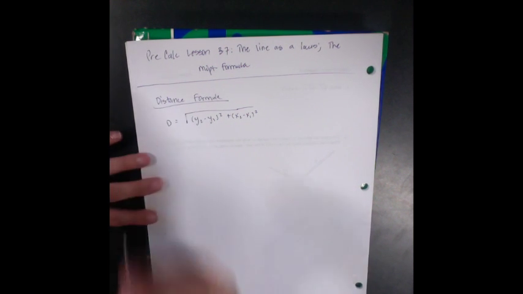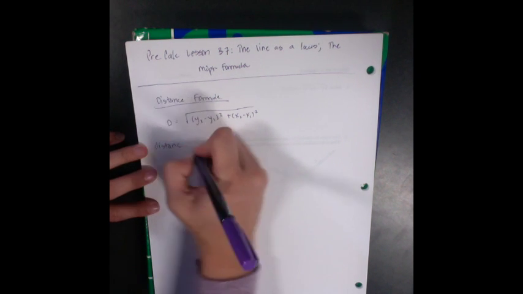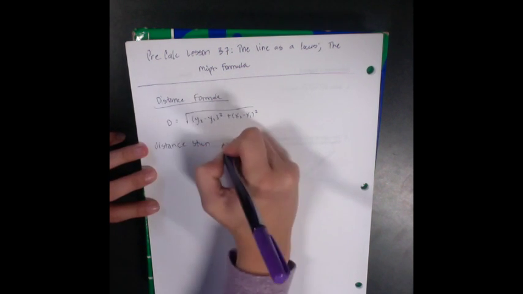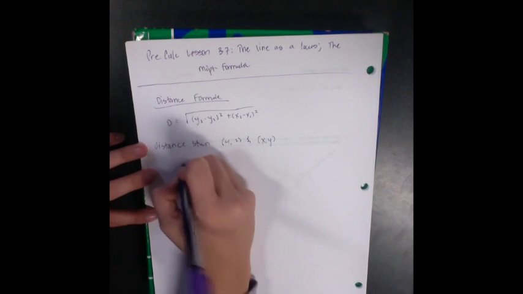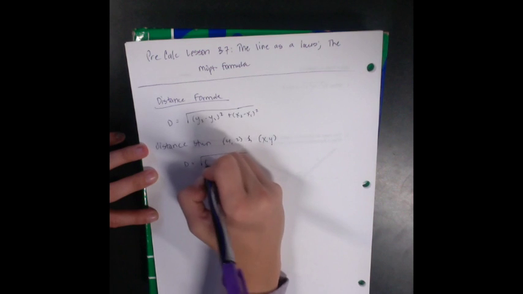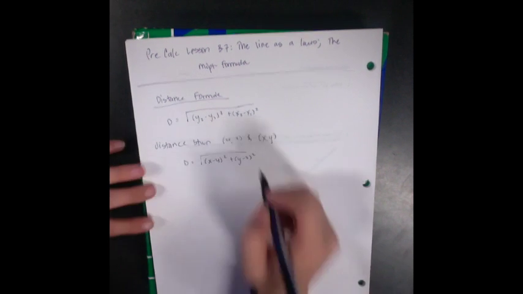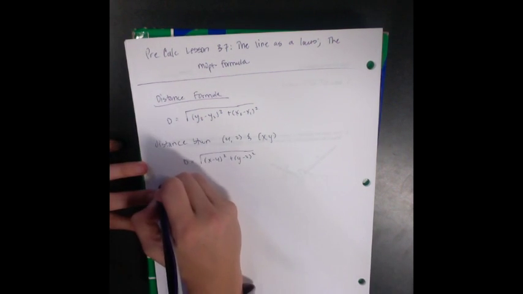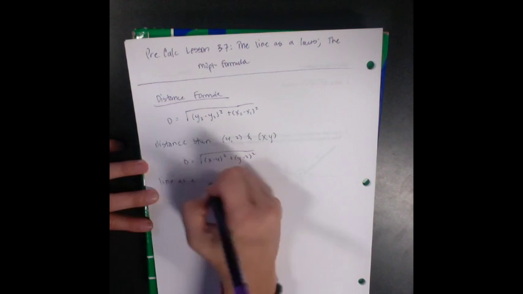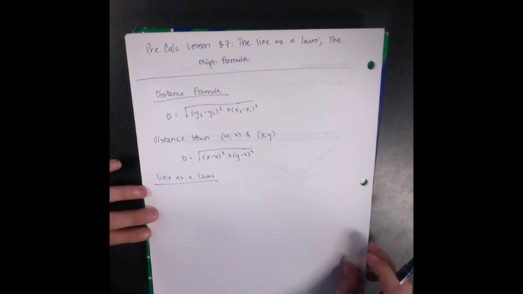Okay? Now, what we did before is we found the distance between (4, 2) and (x, y), right? And it was this expression: the square root of (x minus 4) squared plus (y minus 2) squared. Okay? Now, we're going to talk about a line as a locus, and then we're going to combine that with the distance formula.